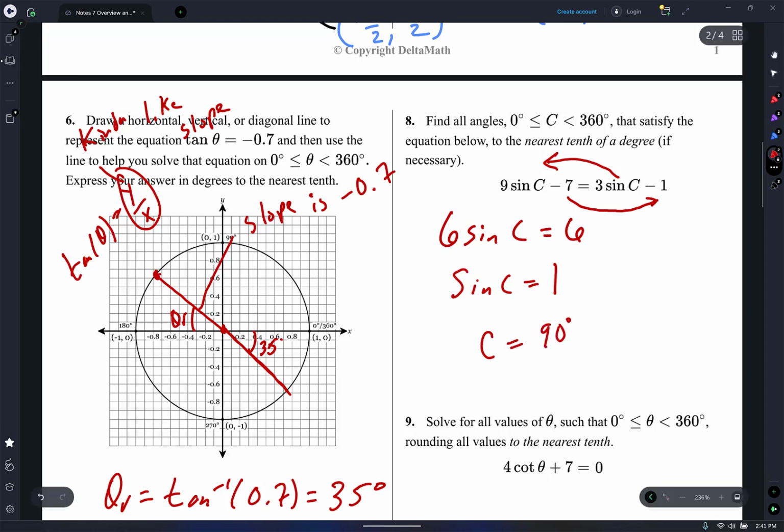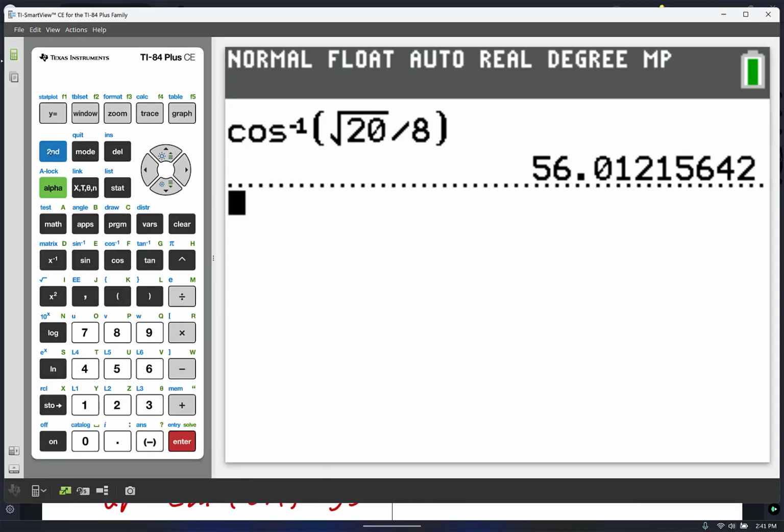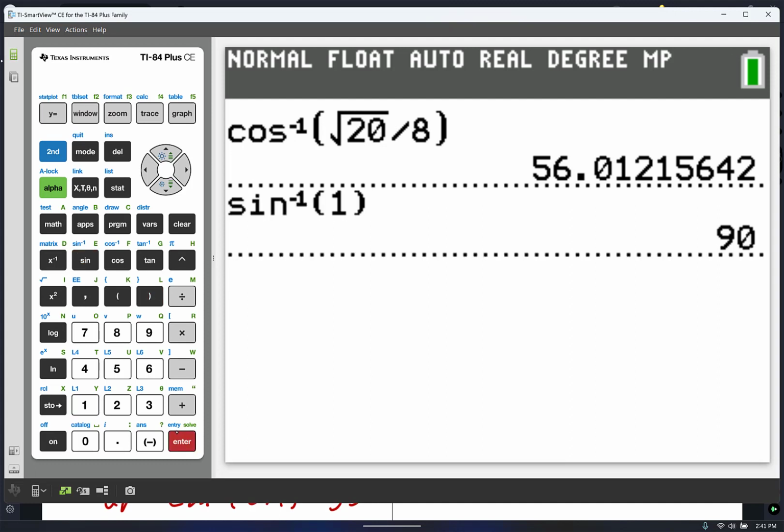Will the calculator give you 90? Heck yeah, it will. If you were to say, Chav, I want to use my calculator, I paid $150 for this calculator, I want to use every button. Okay, let's use every button. Second, arc sine. Put a 1 inside. Close it. Push enter. And look at that.